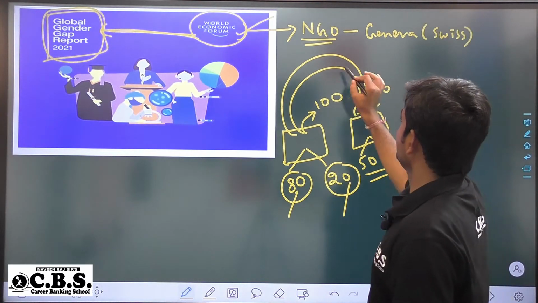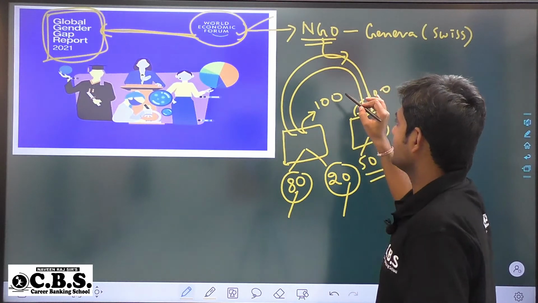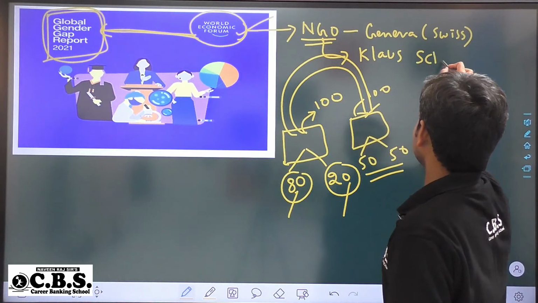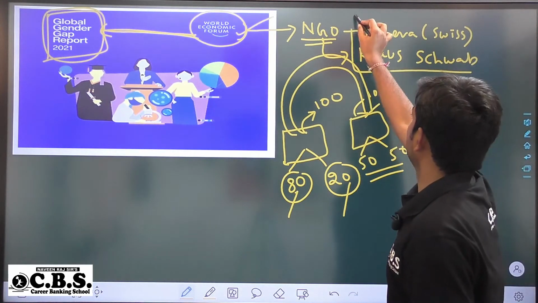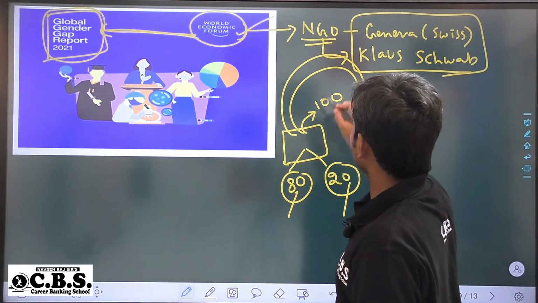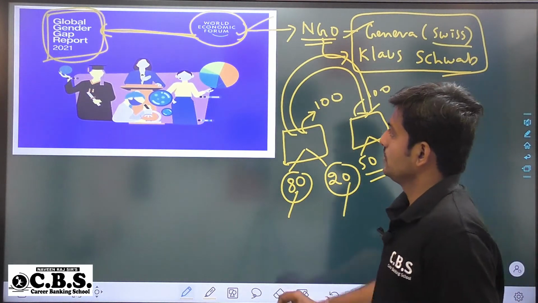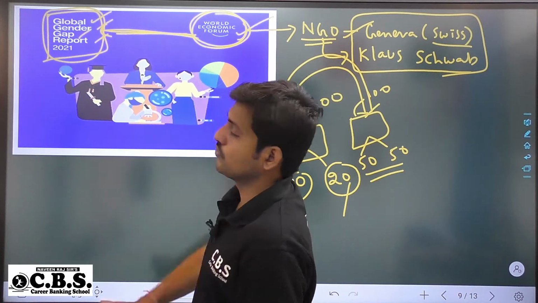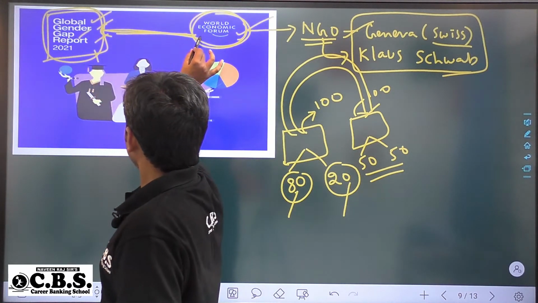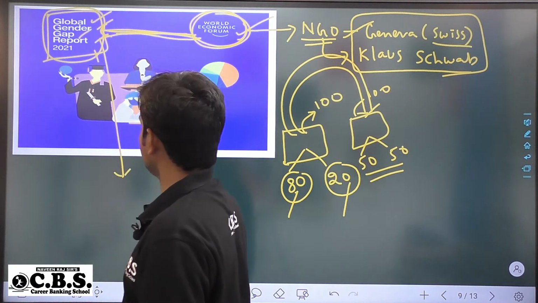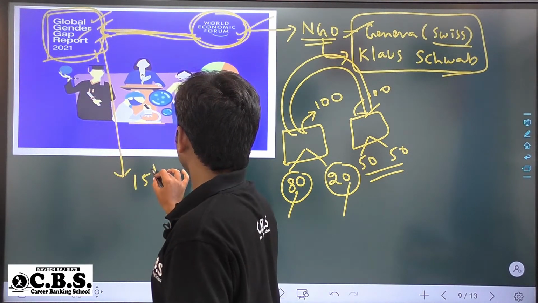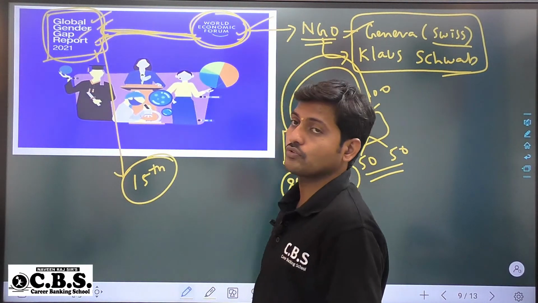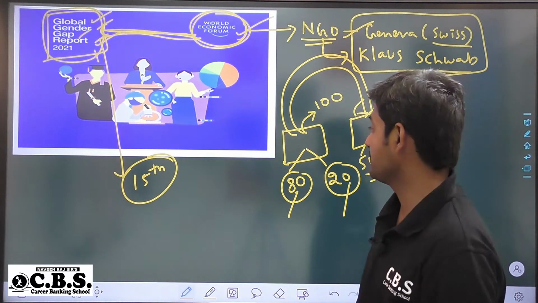The founder of this non-governmental organization and also the current executive is Klaus Schwab. So the World Economic Forum is headquartered at Geneva, Switzerland. So the Global Gender Gap Report is released by the World Economic Forum. Recently, the World Economic Forum has released the 50th edition of the Global Gender Gap Report 2021. Very important point also.